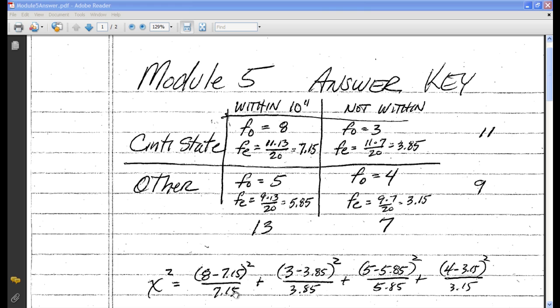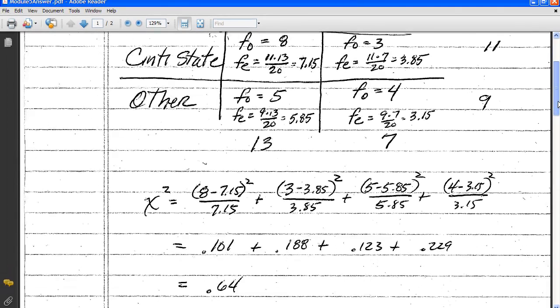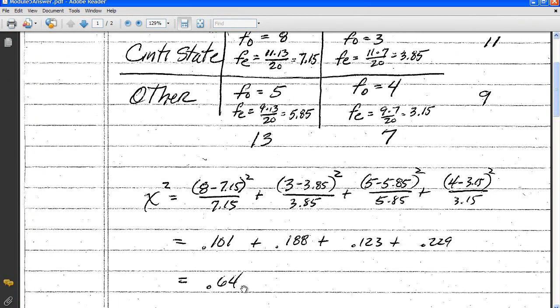The chi-squared statistic then is just, in this example, a sum of the statistic for each cell. So in the first cell, how we do it is we take the observed value minus the expected value, and we square that, divided by the expected value. And we do that for each one of the four cells, and that's what you see down here. When you add all those up, it comes out to a statistic of 0.64.